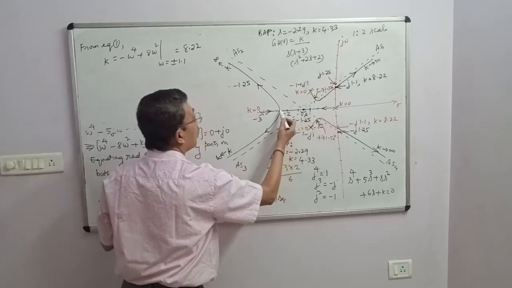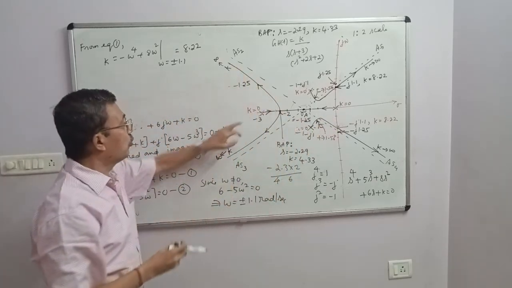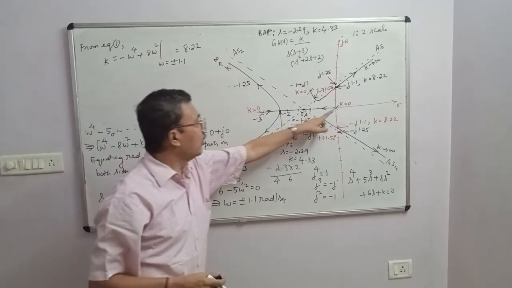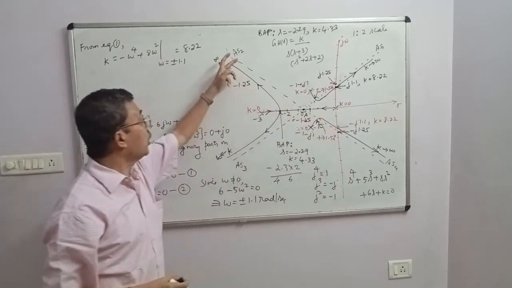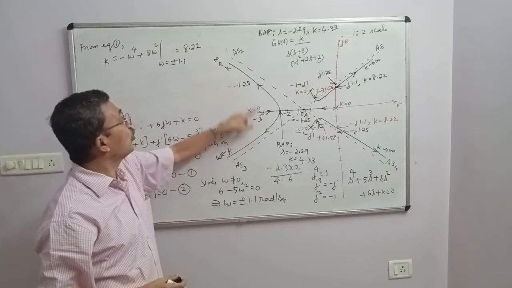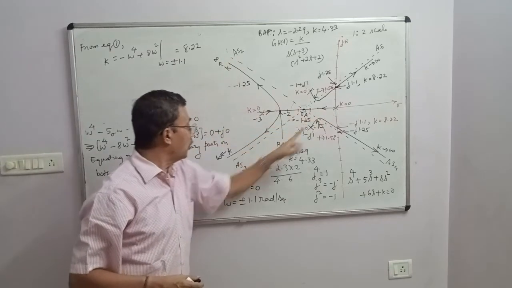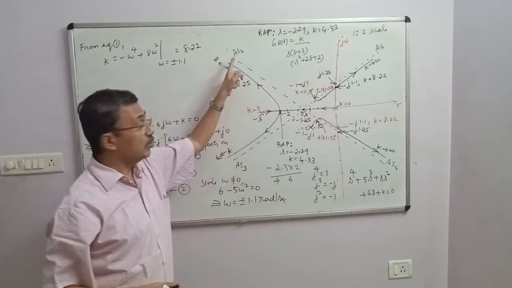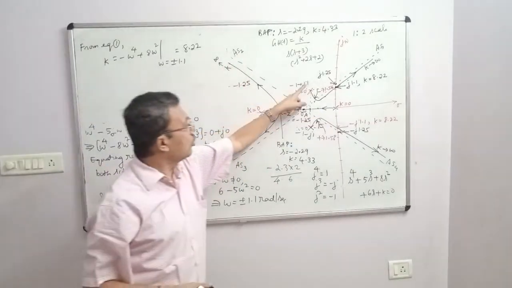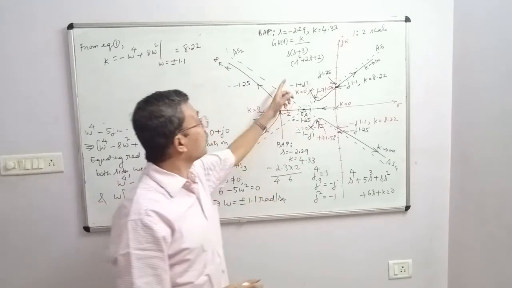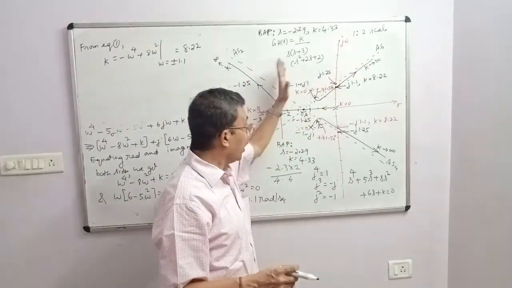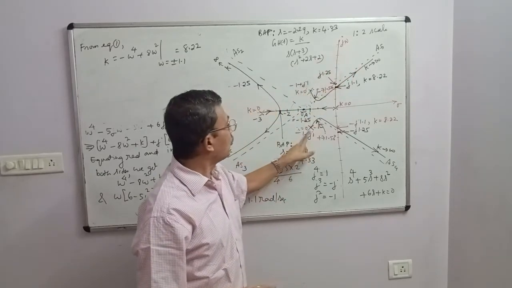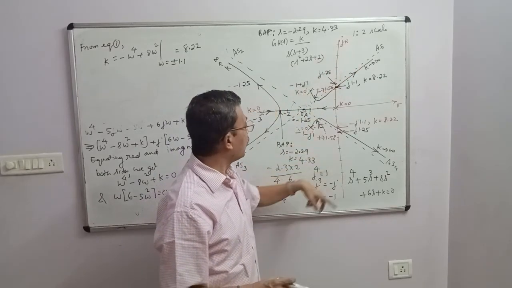Then this pole can go along asymptote AS2. This pole can choose either AS2 or AS3. Similarly, this pole also has the option to choose AS2 or AS3. If this pole chooses AS2, this pole will choose AS3. If this pole chooses AS3, then this pole shall choose asymptote AS2. But these two poles have no option. They have to select compulsorily. This pole has to select AS1 and this pole has to select AS4.